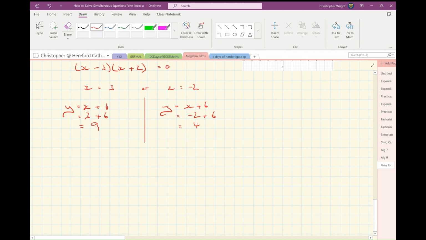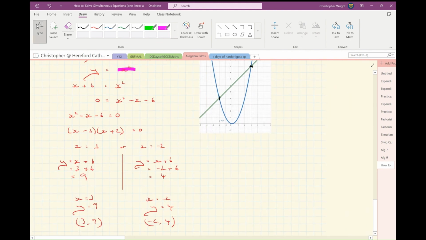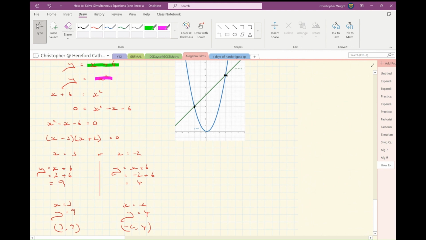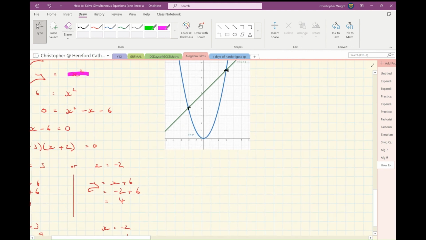So my 2 points where the lines cross are where x equals 3 and y equals 9, or the point (3, 9), and where x equals minus 2 and y equals 4, or the point (-2, 4). Let's just check that that's where my two lines do cross. I said (-2, 4).